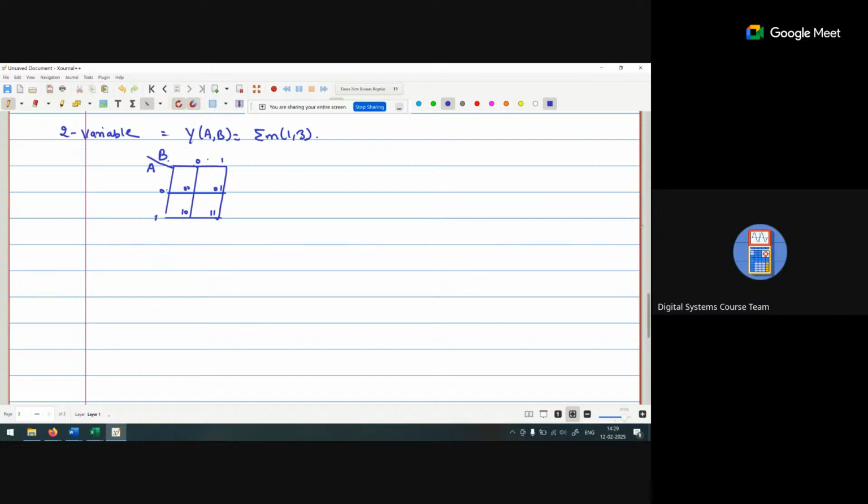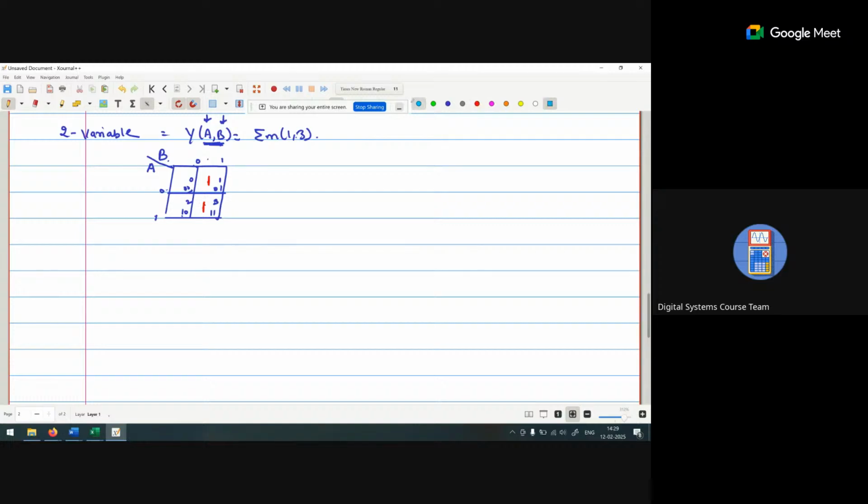Why did I write this? I write initially A as the MSB and B as the LSB because it is given as y of AB. It represents that A is the MSB part and B is the LSB part. So what is the decimal value? 0, 1, 2, and 3. Now where is the mean term available? Mean term is available at 1, so I write the mean term is 1 and mean term is 3.